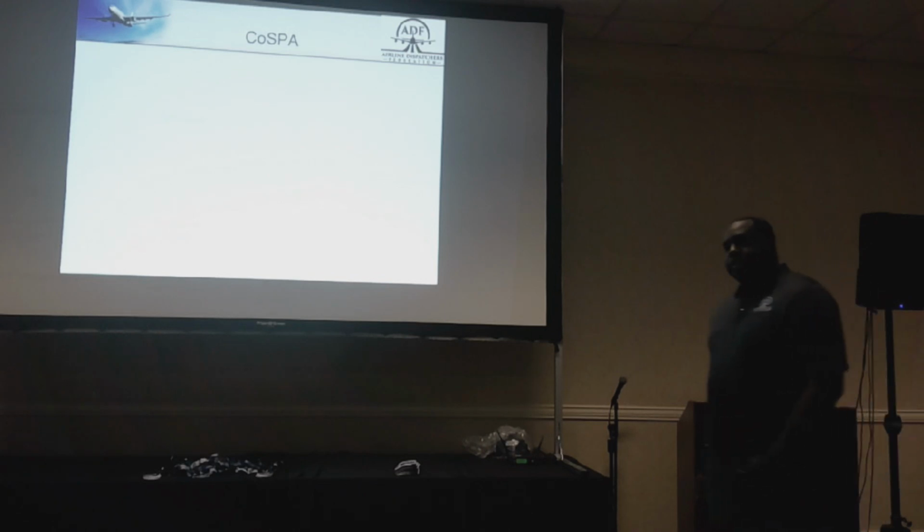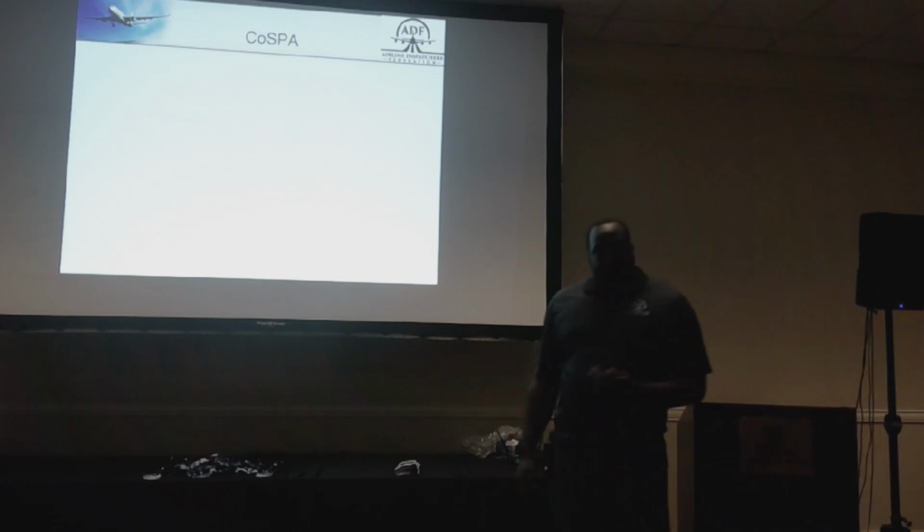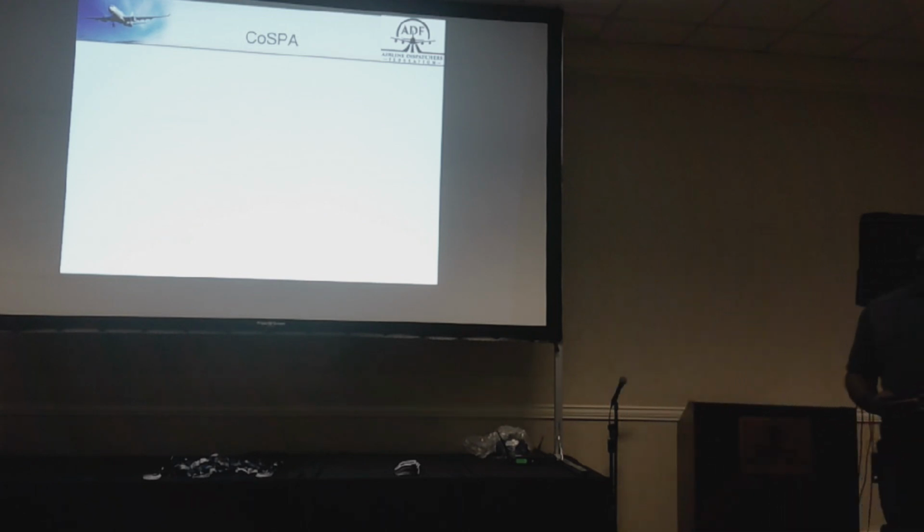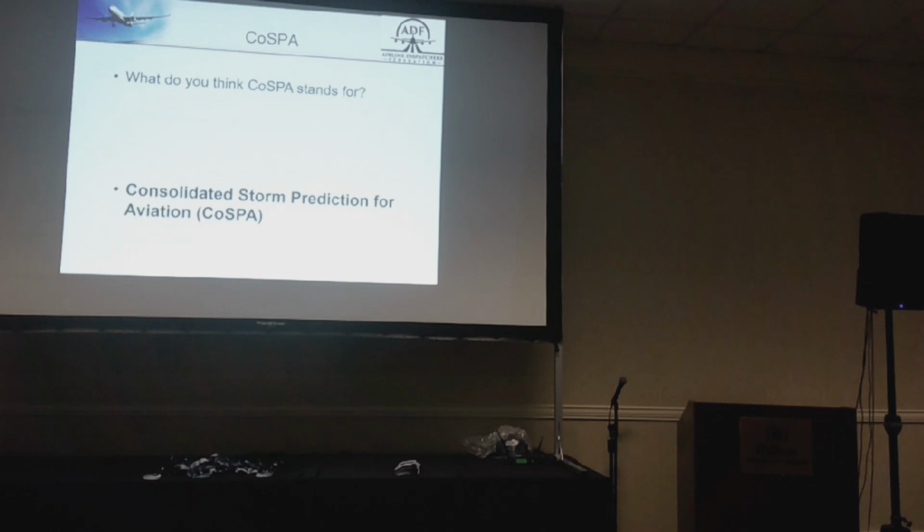COSPA. COSPA is another convective tool. Anyone want to take a guess at what COSPA may or may not stand for? It is still around thunderstorms. It is the Consolidated Storm Prediction for Aviation. It is a web-based application developed by MIT and still maintained by MIT. What it does is forecast thunderstorms in a little bit different way than the National Weather Service does. So let's take a look at a couple of screenshots.